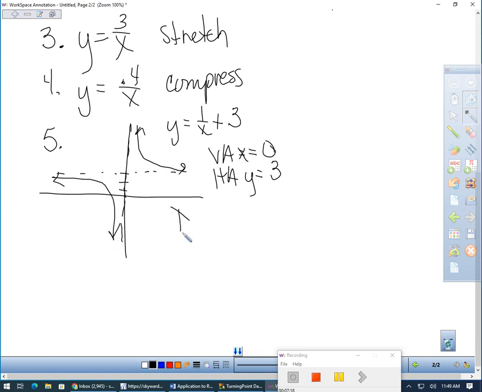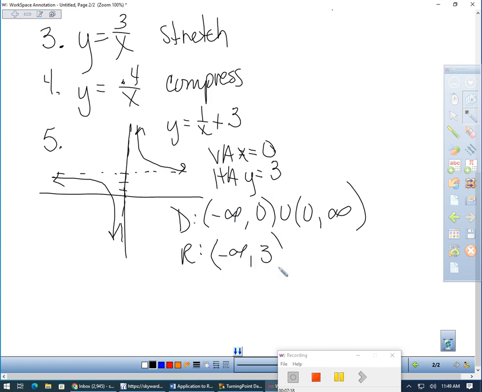And of course, my domain leaves out where my asymptote is. So it goes negative infinity to 0, 0 to infinity. My range, of course, leaves out where my horizontal asymptote is. Negative infinity to 3, 3 to infinity.